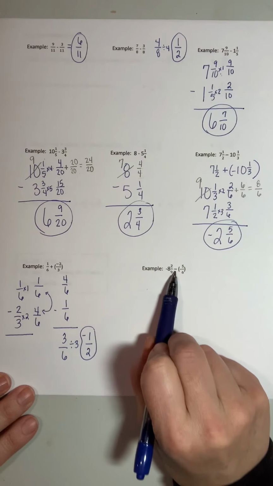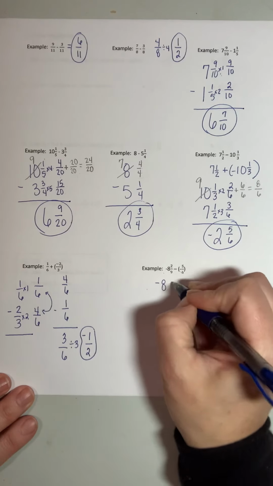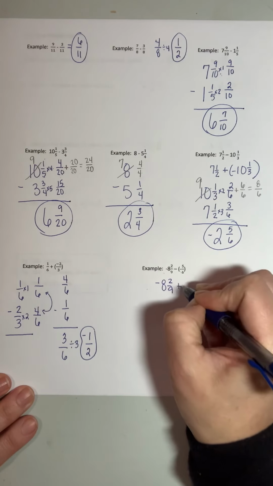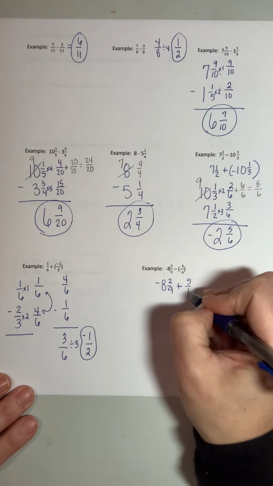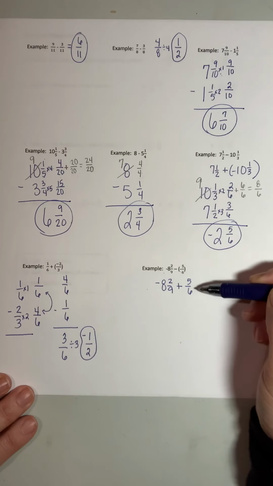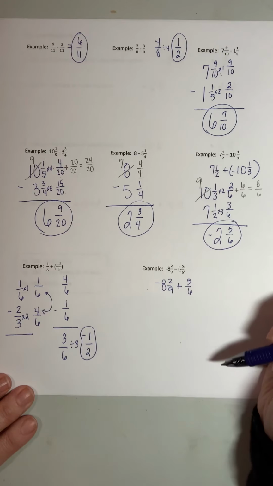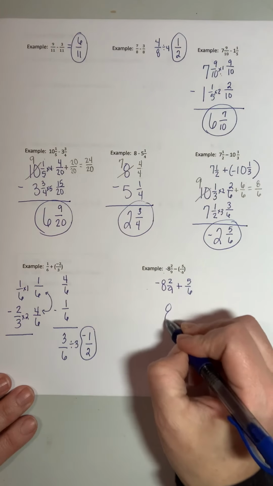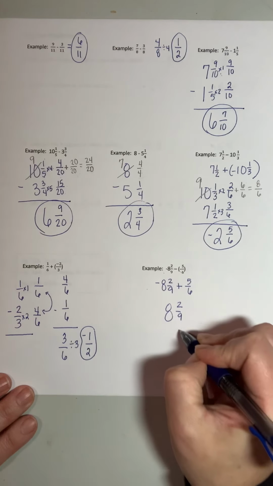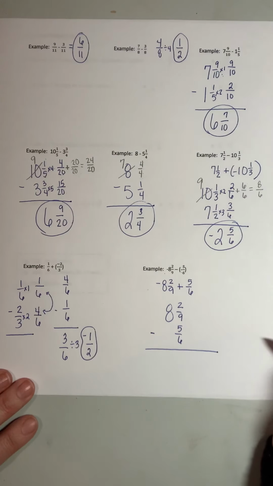Okay, I have a subtraction problem here, but I have negatives, so I have to do keep, change, change. And that's a -5/6, so it becomes a +5/6. Now I have one of each. Do I add or subtract? I subtract, putting the bigger one on top. I know the 8 2/9 is bigger because it's the only one with a whole number.